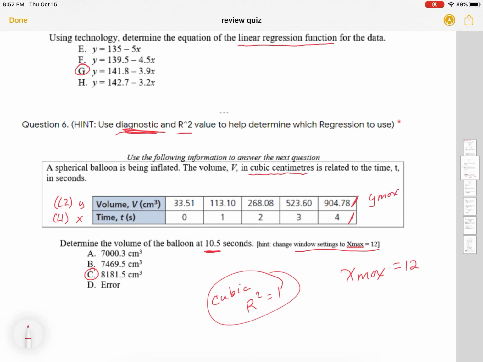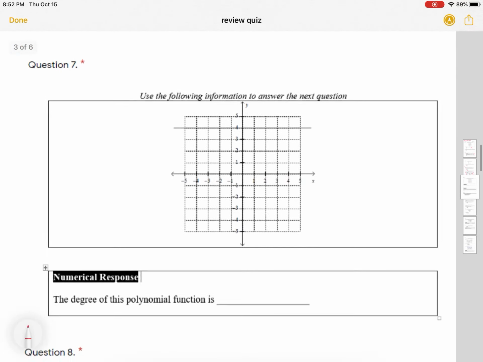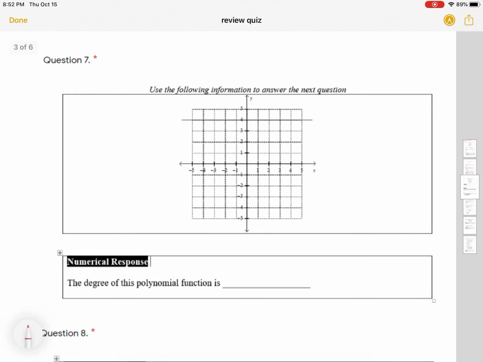You probably also will need to change your Y max because right now it's only configured for 904. And look at these values. They want you to go up to over 8,000. Okay.